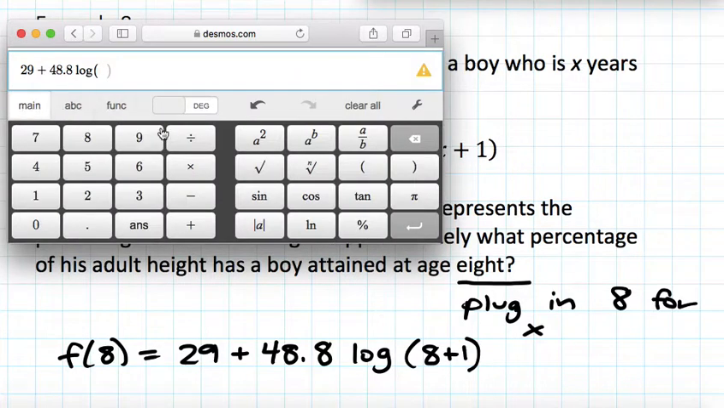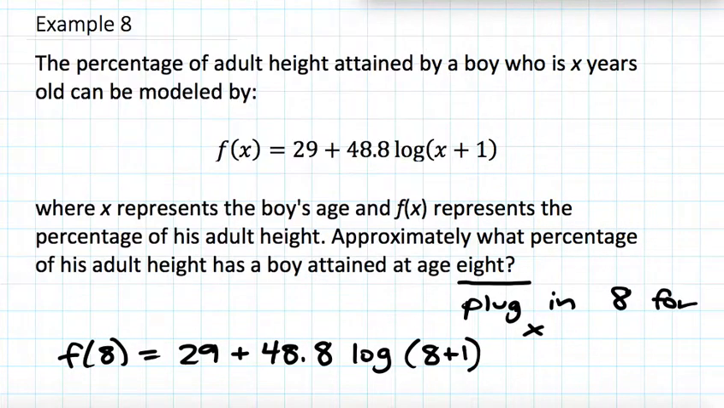Now I can type 8 plus 1 into the parentheses, or I can do 8 plus 1 in my head, and I know that it's 9. And then I'm going to close the parentheses after that. So type that in, and I get 75.567. There's a lot of numbers after the decimal point there. So approximately 75.567%. This problem, it actually doesn't tell me how to round.